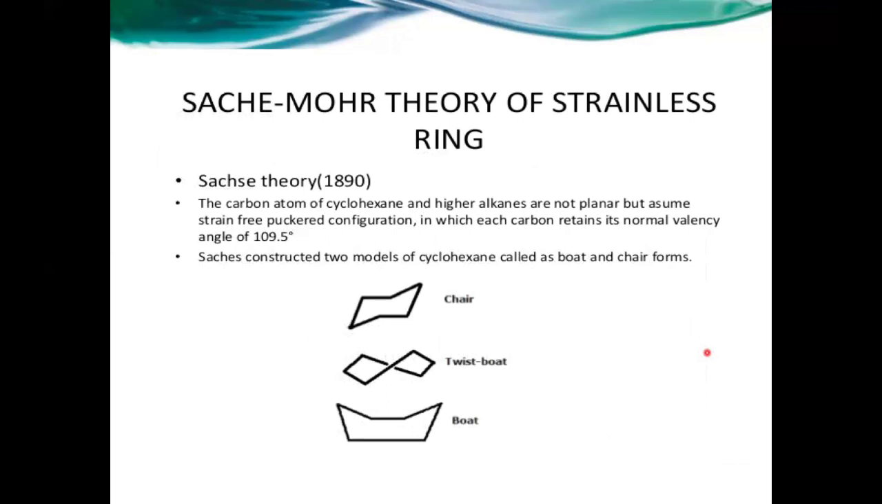So for that, Sachse and Mohr gave a strainless ring theory, which states that all the cyclic compounds can exist not only in the planar form, but also in strain-free puckered conformations. For example, if I consider cyclohexane, it exists in both the chair and boat forms, as shown below. So this is the chair form. It just looks like a chair. This is the twist boat, that is, the boat can be twisted, and here it is the boat conformer, which just looks like a boat.